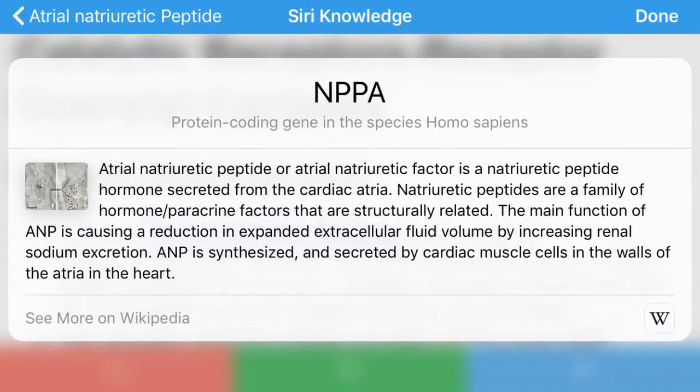Okay, atrial natriuretic peptide, or atrial natriuretic factor, is a natriuretic peptide hormone secreted from the cardiac atria. Natriuretic peptide is a family of hormones/paracrine factors that are structurally related. The main function of the ANP is causing the reduction in expanded extracellular fluid volume by increasing renal sodium excretion. Interesting. ANP is synthesized and secreted by cardiac muscle cells in the wall of the atria of the heart. Okay, interesting.